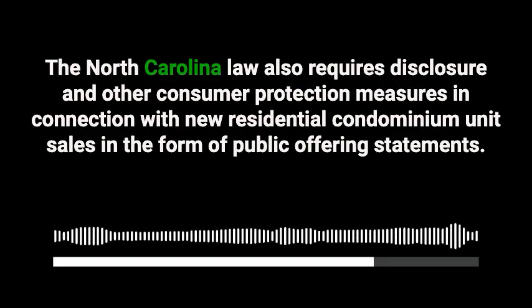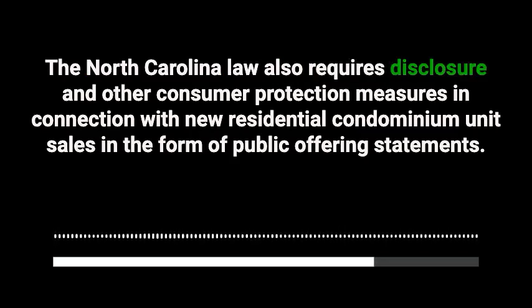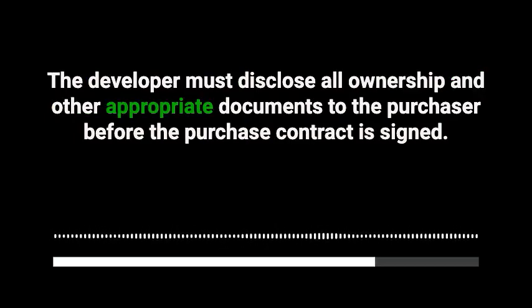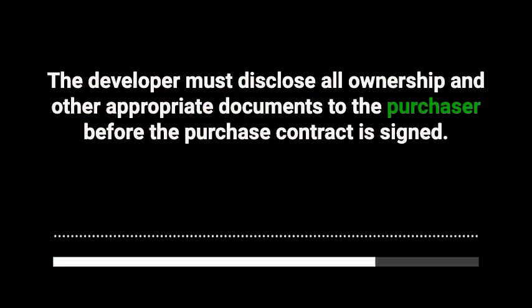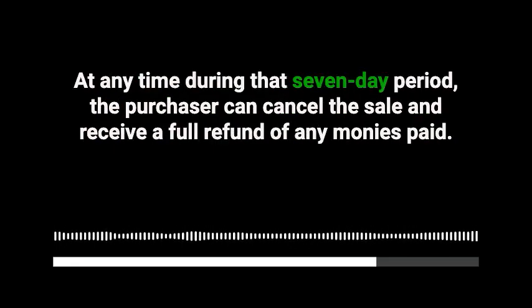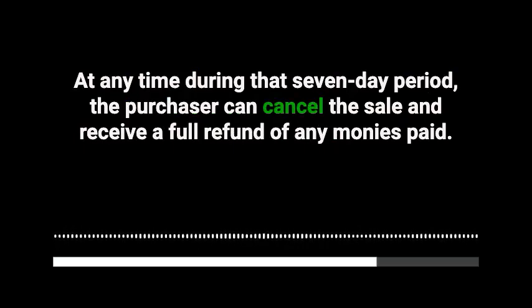Consumer protection. The North Carolina law also requires disclosure and other consumer protection measures in connection with new residential condominium unit sales in the form of public offering statements. The developer must disclose all ownership and other appropriate documents to the purchaser before the purchase contract is signed. The purchaser then has a 7-day rescission period, which begins after the purchase contract is signed. At any time during that 7-day period, the purchaser can cancel the sale and receive a full refund of any monies paid.